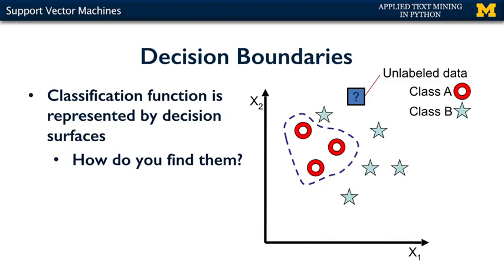Whenever you use a decision boundary, the main purpose is that when you get a new point that is unlabeled, depending on the decision boundary you have learned, you can label it as one of the classes. So in this particular example, this unlabeled point will be marked as a star or class B, because it is outside this boundary that was learned around class A.